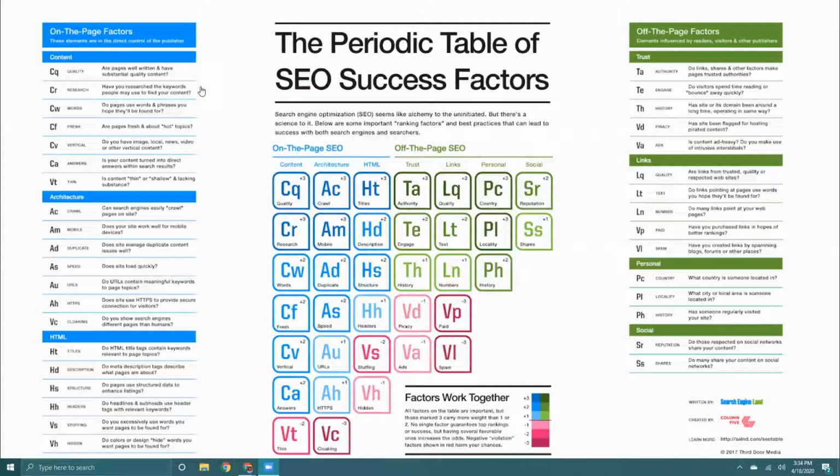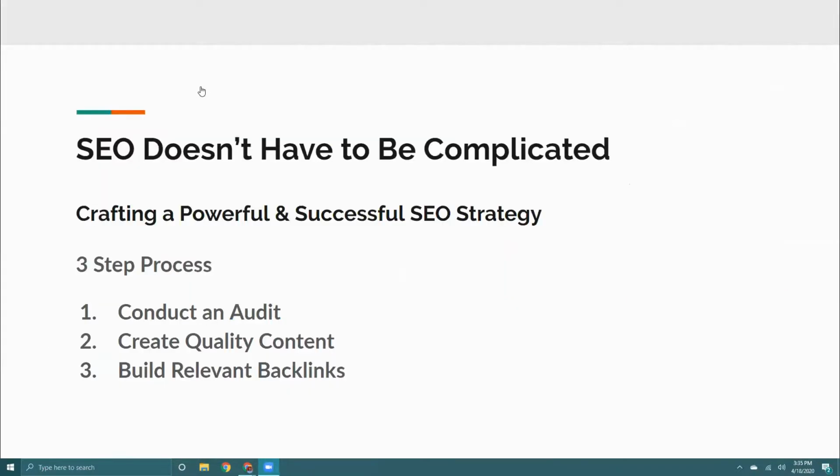The Google algorithm has over 200 different factors that affect page rank. So these are just some of the factors and some of the questions that you should be answering and some of the things that you should be utilizing your website for in order to rank higher, both on page and off page. And I'm going to break down a couple of these a little bit deeper. So it doesn't have to be complicated.